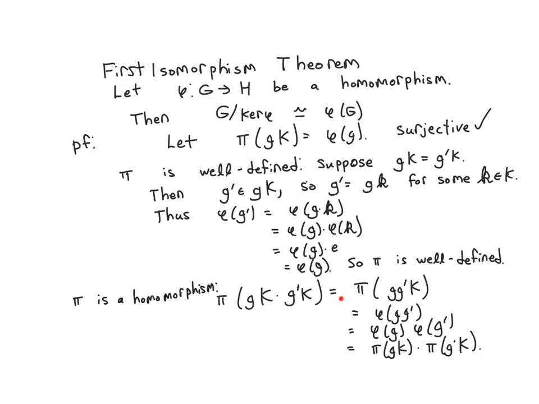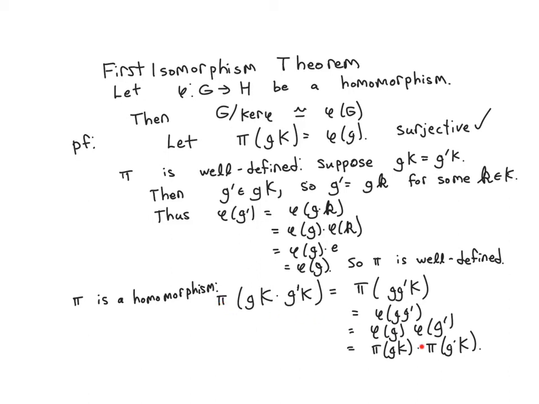It's also not hard to show that it's a homomorphism. If I take pi and I apply it to the product of two cosets, well then it's pi of g g prime K. By definition, that is phi of g times g prime. Since phi is a homomorphism, that's phi of g times phi of g prime. But that means that phi of g was just pi of the coset gK. Phi of g prime is pi of g prime K.